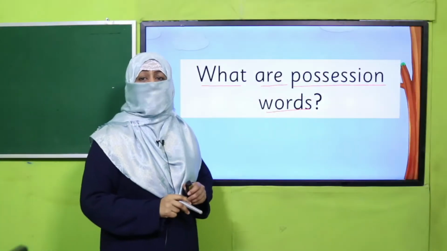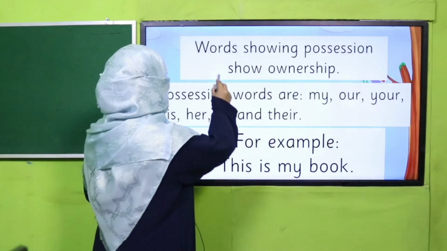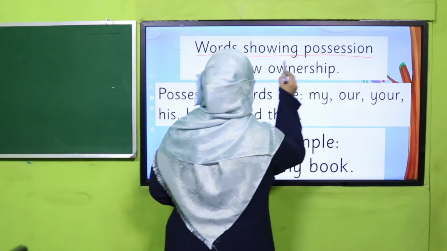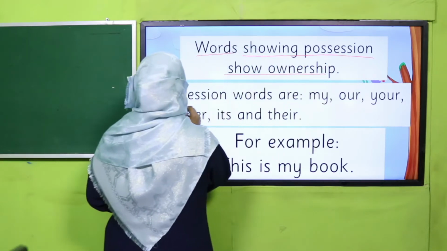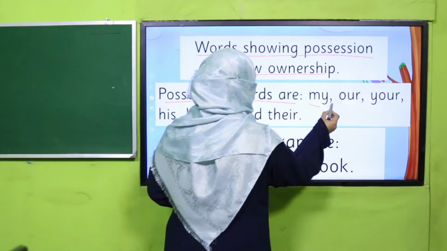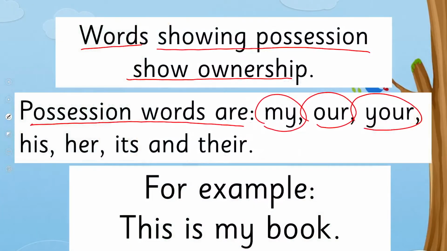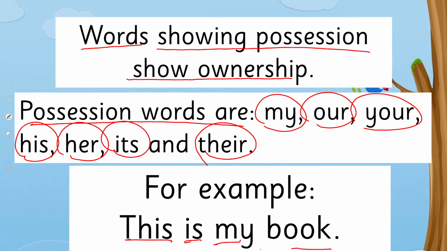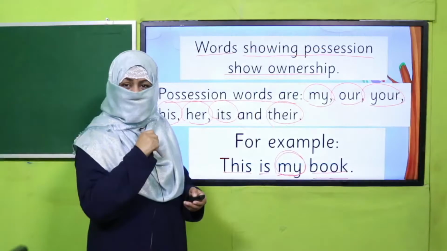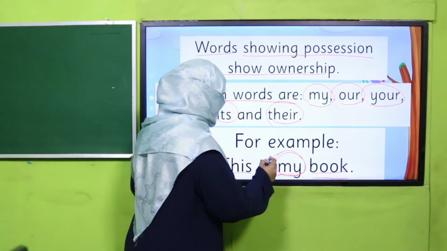Yes, my dear children, I hope you have answered that words showing possession show ownership. Possession words are my, our, your, his, her, its, and their. Okay, for example, this is my book. Now, in this example, this word my is telling us the ownership of the book. Whose book is this? This is my book. Okay, so this is a word of possession.